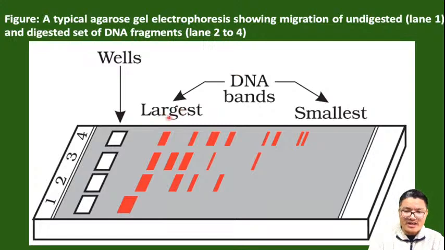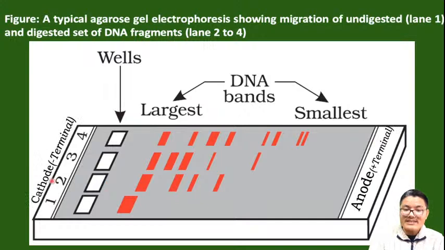DNA fragments which are heavier are not moving fast, right? Lighter DNA, which are small DNA, they are moving fast and they are near to the positive terminal, right? And the wells are located near the cathode, that is the negative terminal, and DNA is usually negatively charged. So that's why we are adding the DNA into the cathode or negative terminal, and there is movement of DNA from negative terminal to the positive terminal, that is anode.